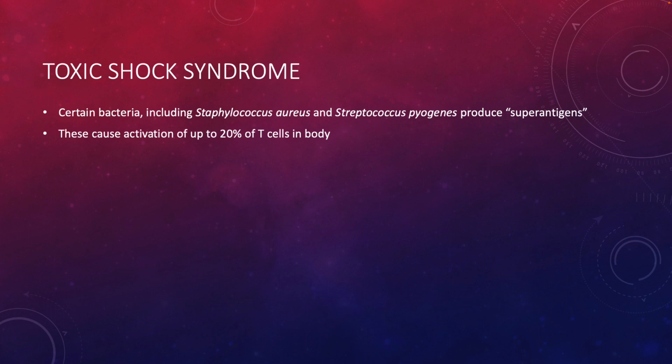They are super stimulators of the immune system. In fact, they can activate up to 20% of the T cells in your body. And we'll talk about T cells when we talk about our third line of defense. This leads to a process called a cytokine storm. So basically all of those little chemicals that cause fever, that cause cell migration, that cause pain, those are active all over your whole body. That's the cytokine storm. And that, again, can kill people.